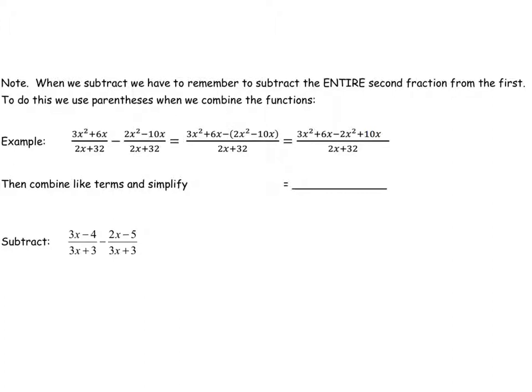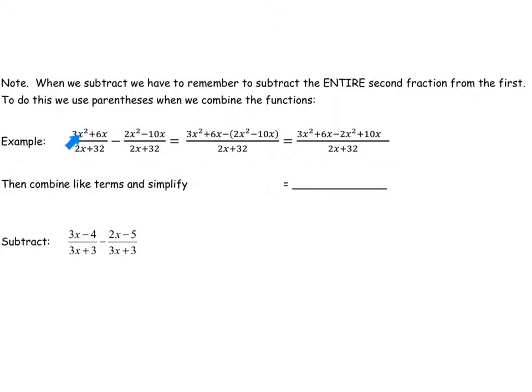Subtracting you have to pay a bit more attention to, because when you subtract, you're subtracting this entire thing, which means you need to distribute the negative. Go back to the pointer. So this negative, remember the bottoms stay exactly the same. 2x plus 32, 2x plus 32, 2x plus 32, 2x plus 32.